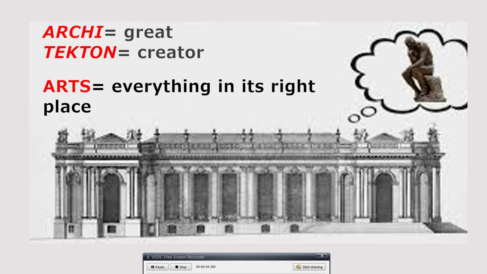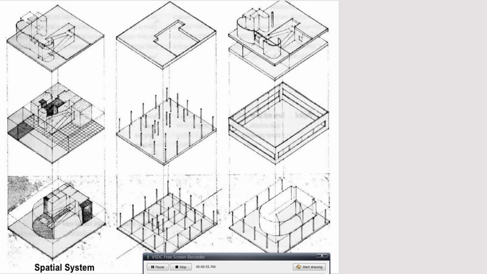Art is a Sanskrit root for everything in its right place. So ngayon, ang architecture is nanggaling from the Greek word ARKI or great in English. Tekton is for creator.